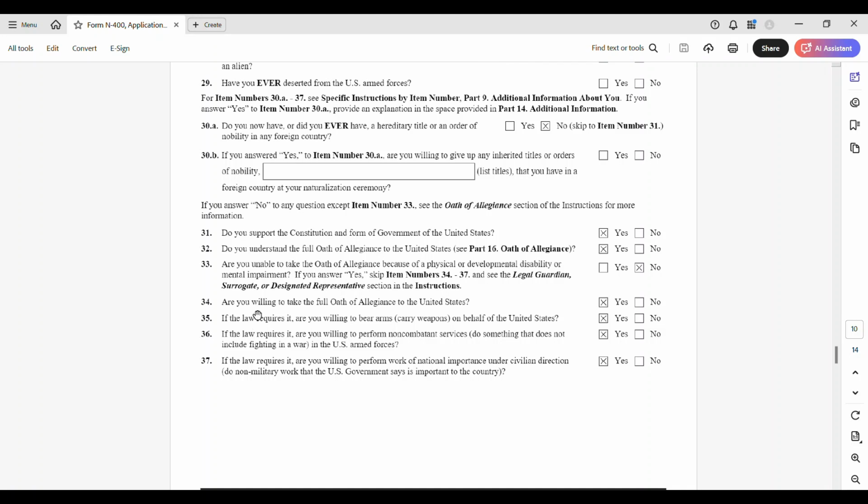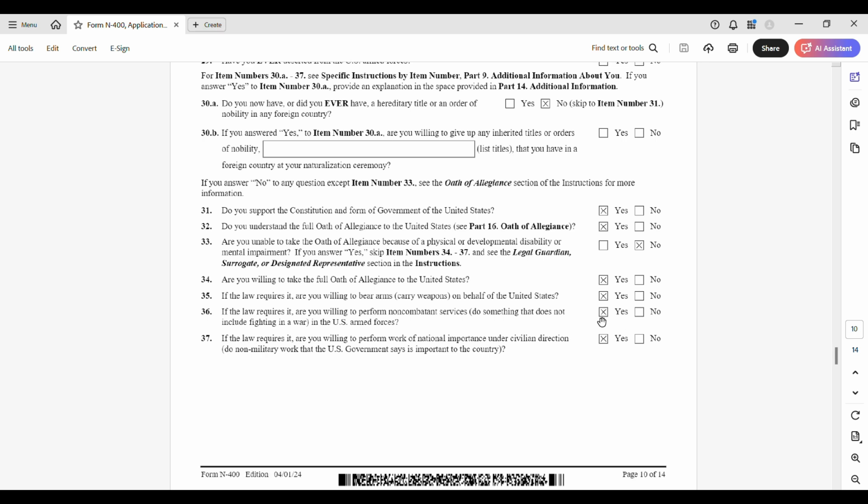Are you willing to take the full oath of allegiance to the United States? Again, you should be willing to, since you're applying to become a U.S. citizen. If the law requires it, are you willing to bear arms, that is, carry weapons on behalf of the United States? So we would want to say yes for this. If the law requires it, are you willing to perform non-combatant services? That is, do something that does not include fighting in war in the U.S. Armed Forces. And yes, we would want to do so since we are applying to become a U.S. citizen.